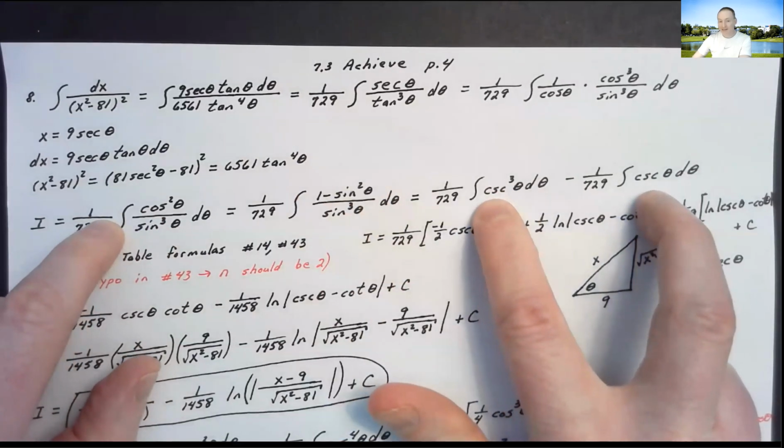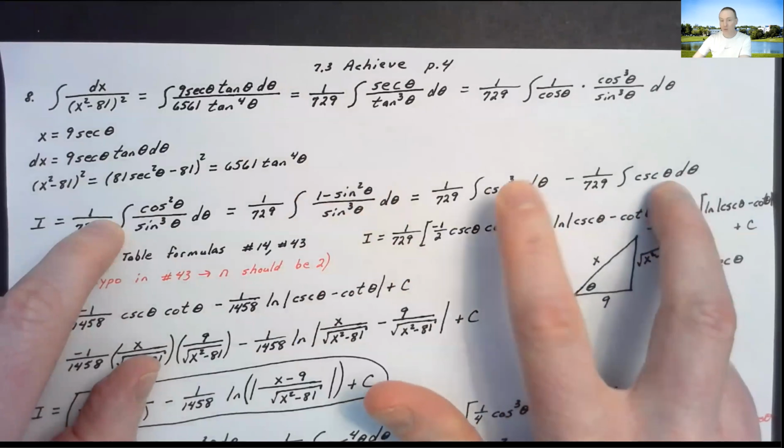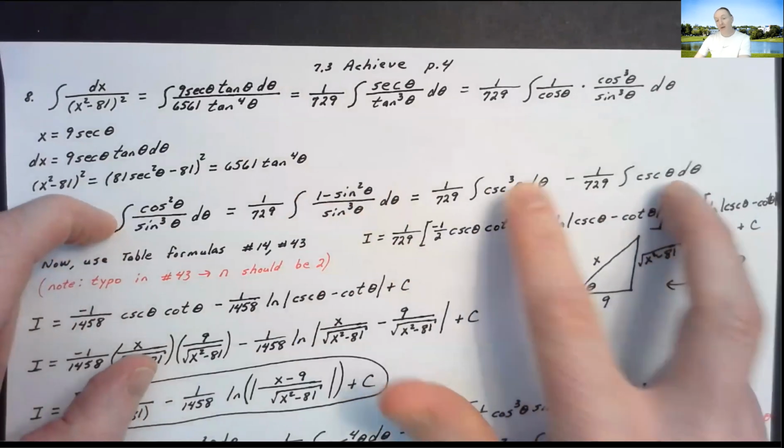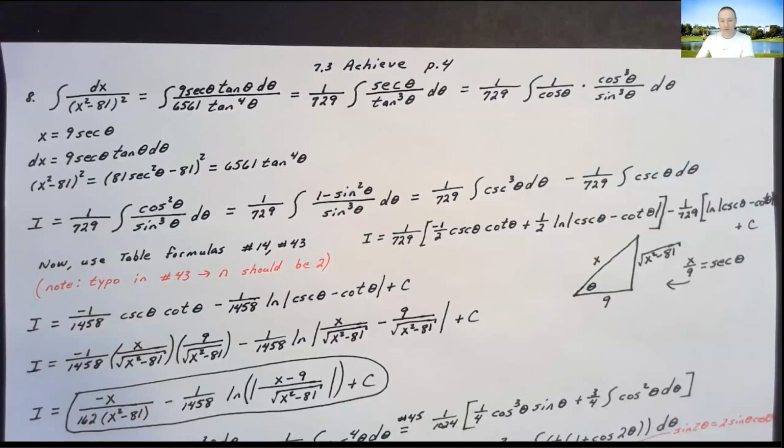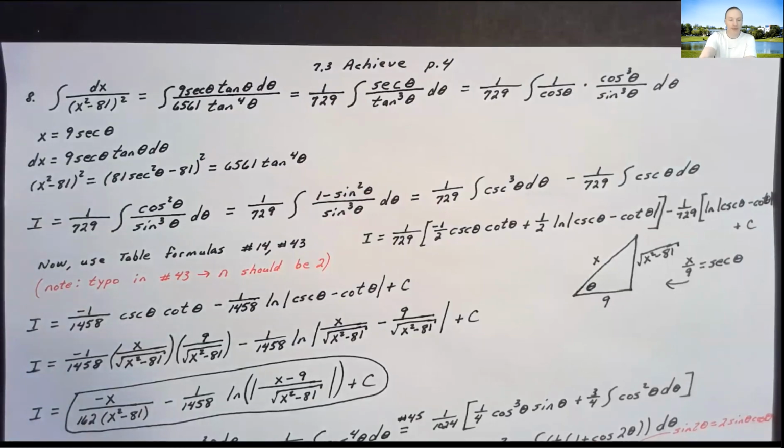Now, the reason I did this is because now I can work with both of these two. Sadly, I work with those two using table formulas. There's really no nice way to work with the cosecant function. You might remember back in 7.2, I said we look for odd powers of sine, cosine, tangent, and cotangent. We look to attack even powers of secant and cosecant. Well, this is not an even power, so there's not a nice integration technique. So we go to our table formula.